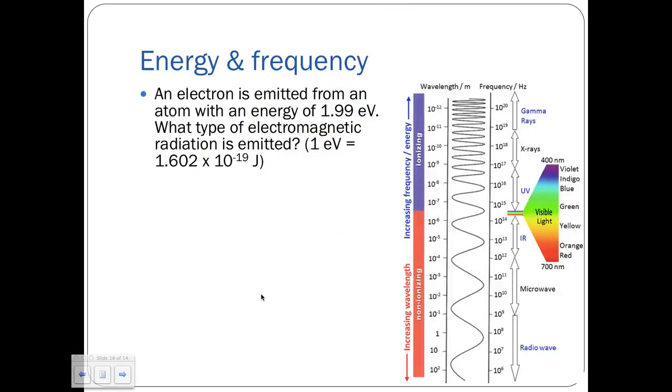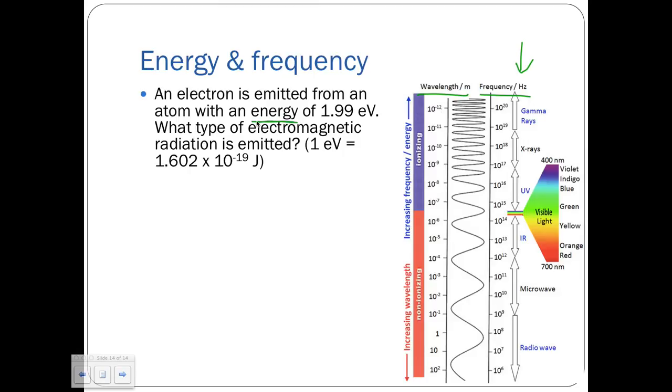All right. So our next question here. An electron is emitted from an atom with an energy of 1.99 electron volts, eV. What type of electromagnetic radiation is emitted? All right, so we've got our whole list over here of the different types of electromagnetic radiation: gamma, X-rays, UV, visible light, infrared, microwave, radio waves, and we'll have to figure out what type it is. Fortunately, here we have both the wavelength and the frequency, so we can get either one to tell off of this particular table. So we'll just need to figure out either one.